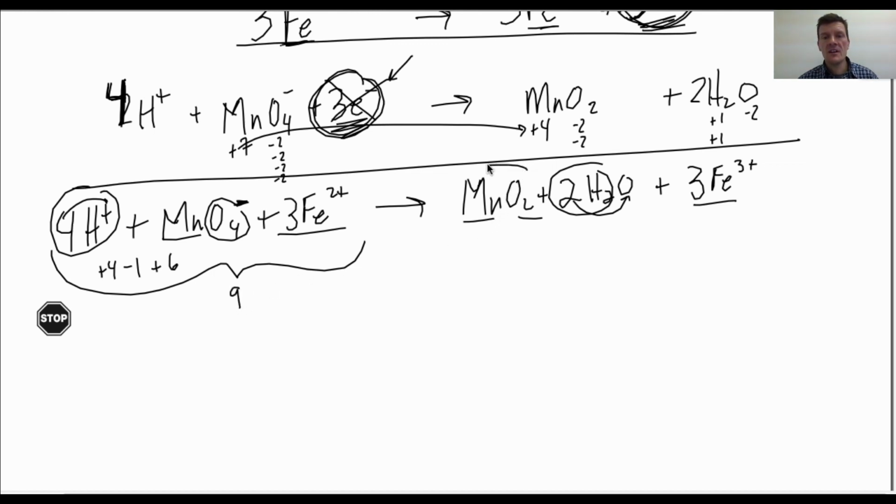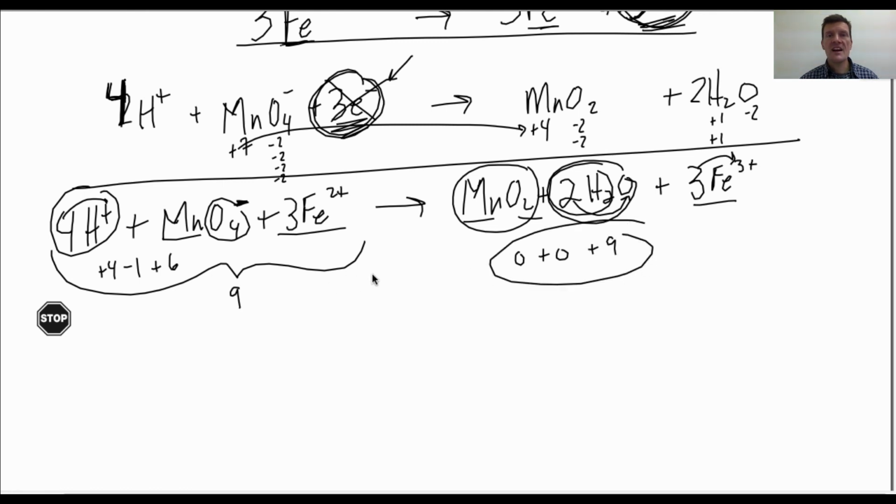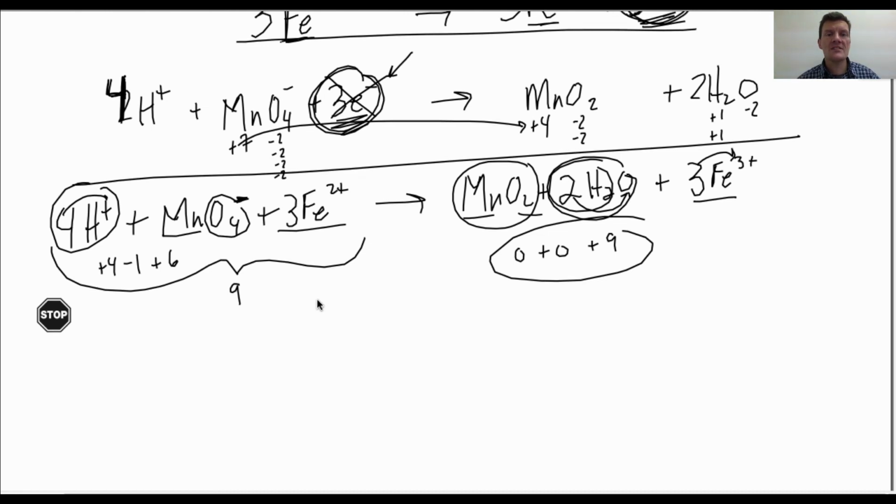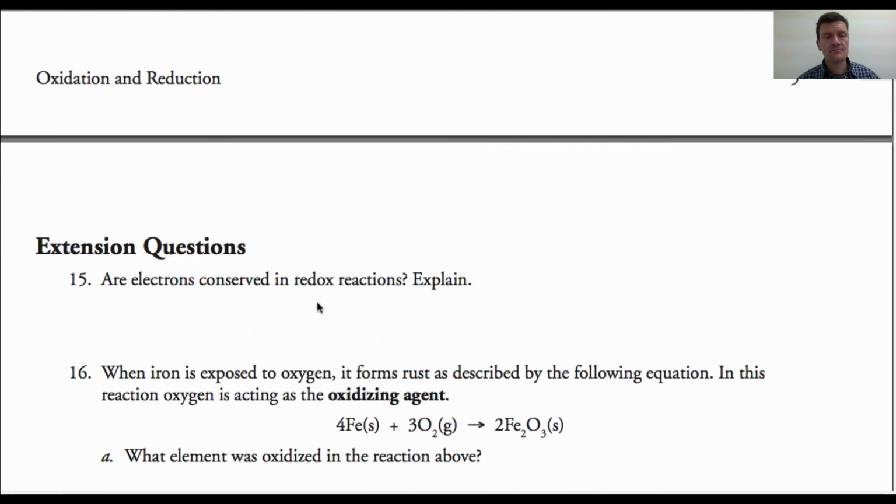Over here, this is neutral, so that's 0. This is neutral, so that's 0. And then we got 3 times 3, plus 9. Look at that. Plus 9 on both sides. The total charge on both sides match up. They have to in a redox reaction.